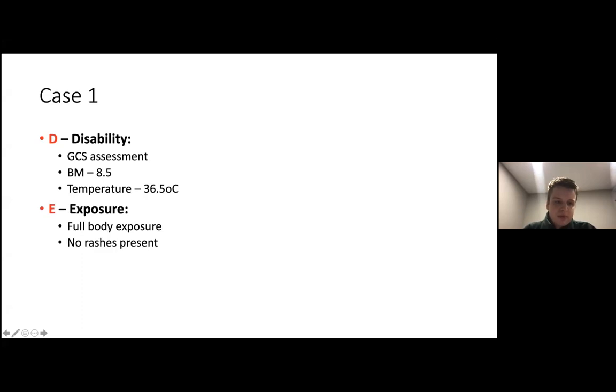So finally, exposure. So if possible, expose the patient, see if there's any rashes or anything like that, because things like meningitis can present with a rash, and you don't want to miss it and think it's a subarachnoid hemorrhage or another type of stroke. So if you can, expose the patient and check.